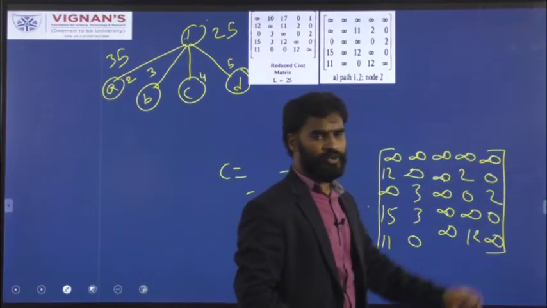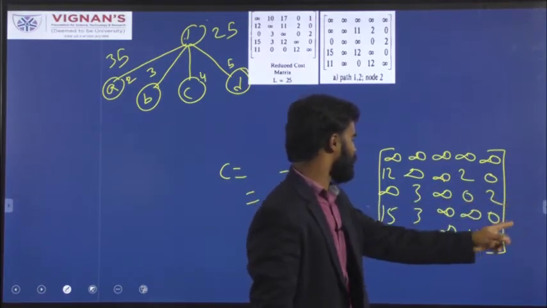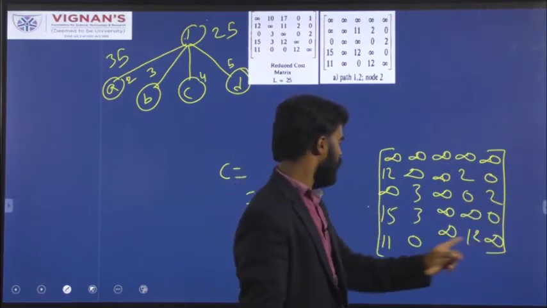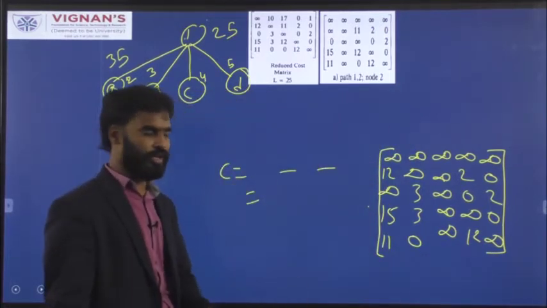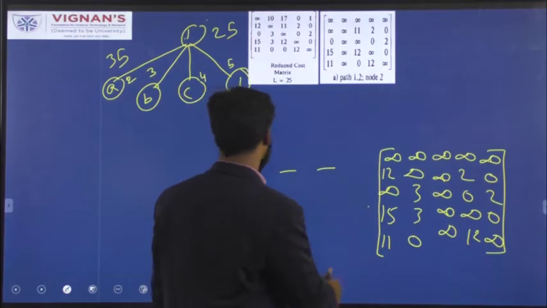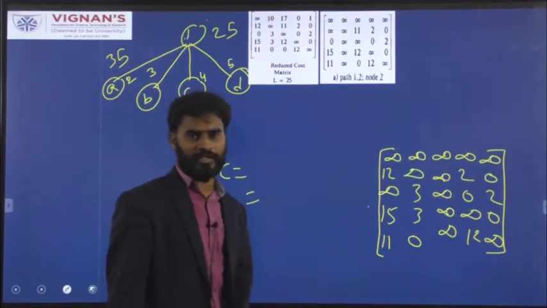I need not reduce the first row. The second row is having at least one 0, the third row is having at least one 0, the fourth row is having at least one 0, and the fifth row is also having at least one 0. The rows need not be reduced, it is already reduced. But if you consider the columns, the first column does not have at least one 0.